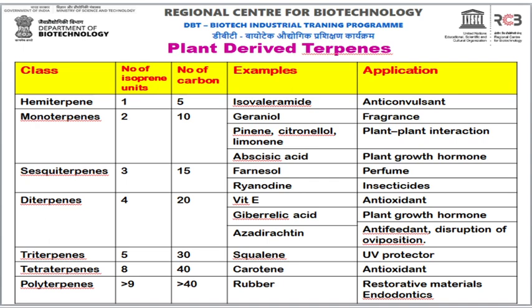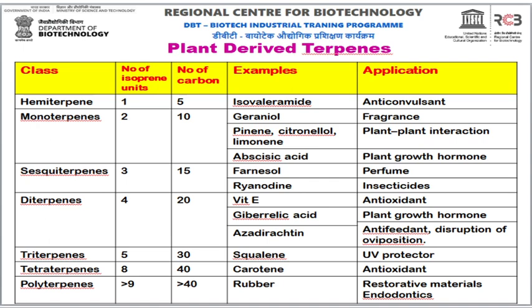An example of diterpene includes vitamin A and gibberellic acid and azadirachtin. Okay, so this vitamin A is employed as an antioxidant, and gibberellic acid is again a plant growth hormone. So you should know abscisic acid comes under monoterpene, which means it has 2 isoprene units and is a 10 carbon compound. Okay, whereas in diterpene, the examples include vitamin E, and gibberellic acid comes under diterpene.